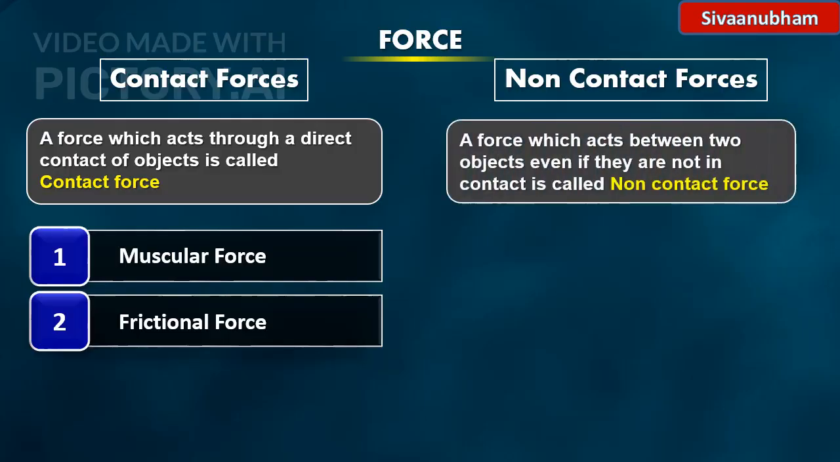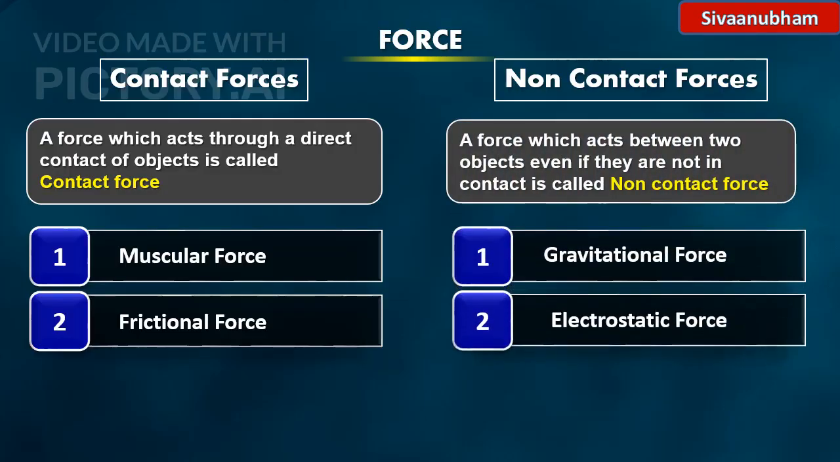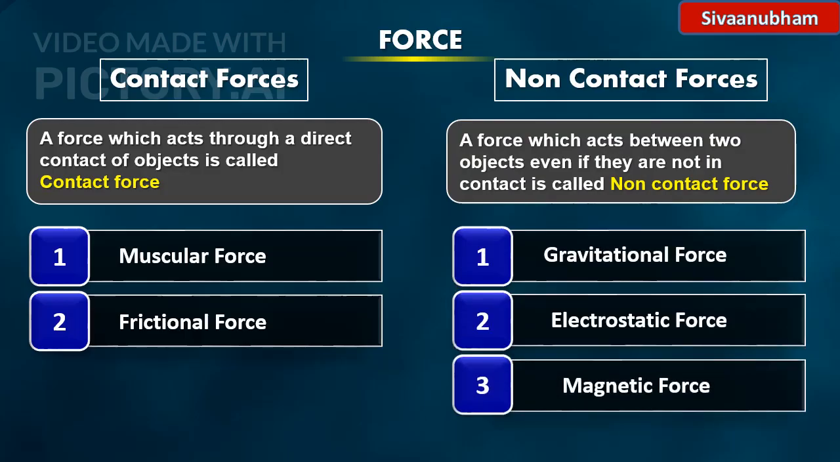Forces can be categorized into contact and non-contact forces. Contact forces require direct interaction, while non-contact forces act between objects even if they are not in contact, such as gravitational, electrostatic, and magnetic forces.